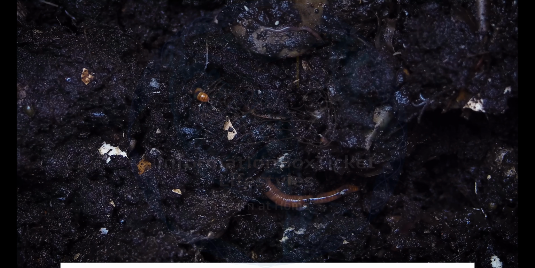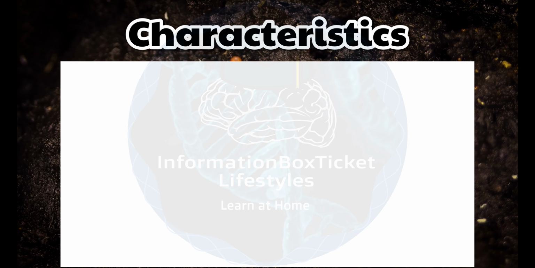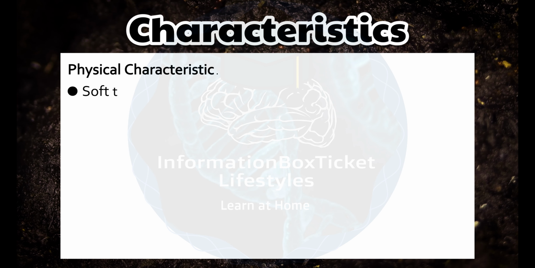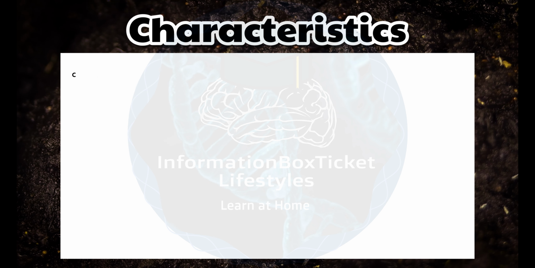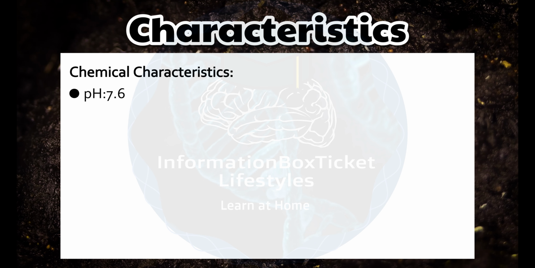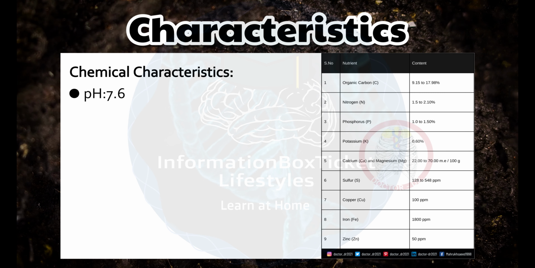Characteristics of vermicompost. Physical characteristics: soft texture, spongy consistency, earthy aroma, dark brown coloration. Chemical characteristics: pH 7.6. Let's talk about the nutrient content of soil or compost.